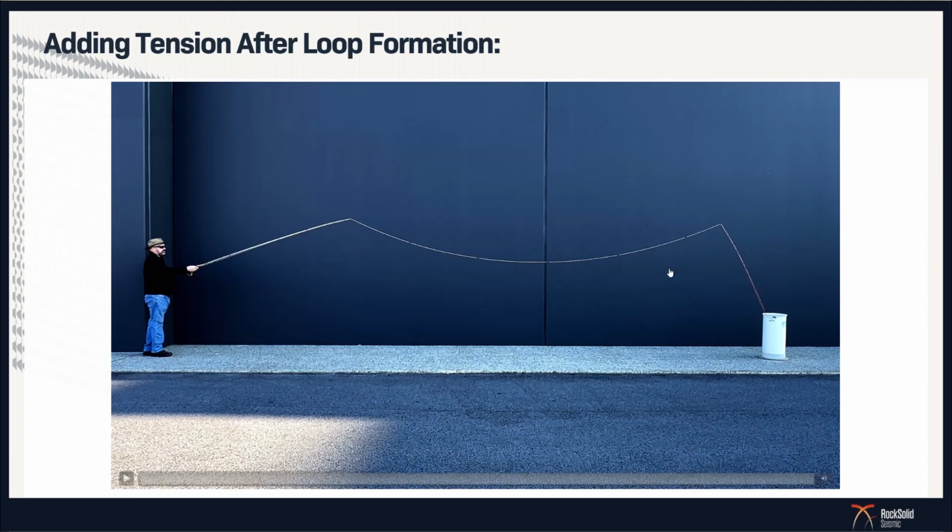So we can add tension after loop formation, and this is something that I think is quite vital to casting, and you'll see some of the best casters in the world do this. They may not recognize that they're doing it, but you'll see them do it if you look for it. Now what I'm talking about here is just a little bit of lift in the rod tip.